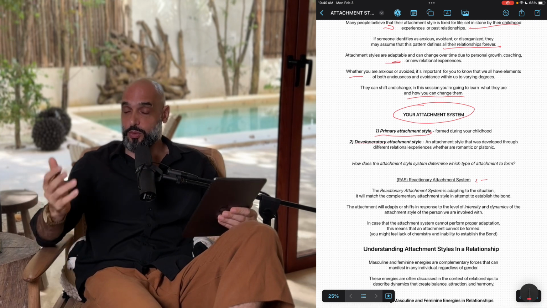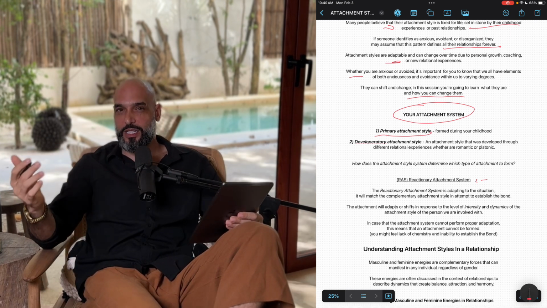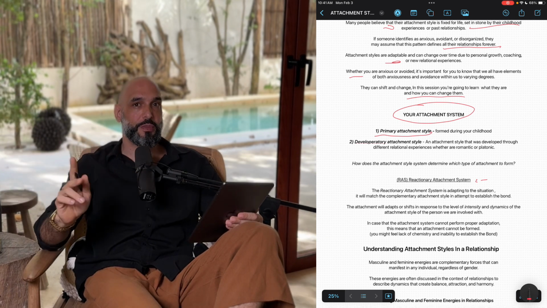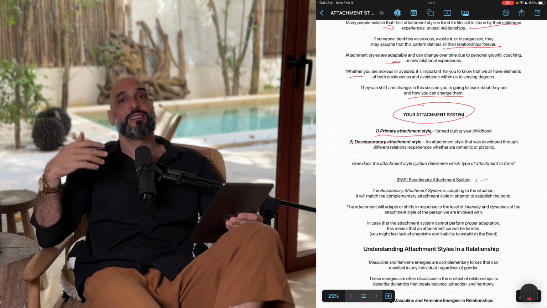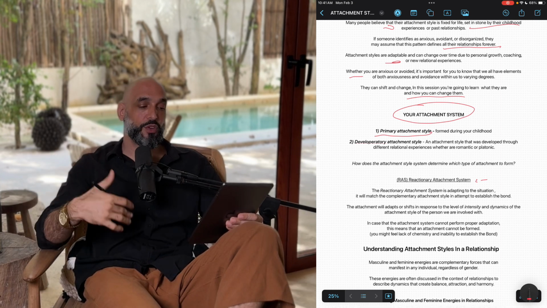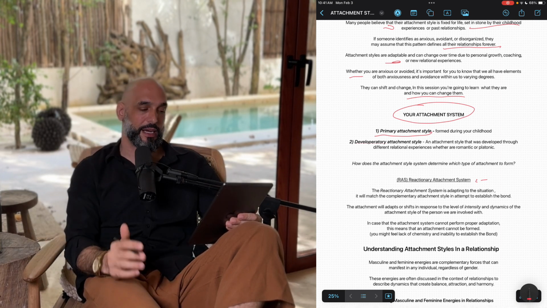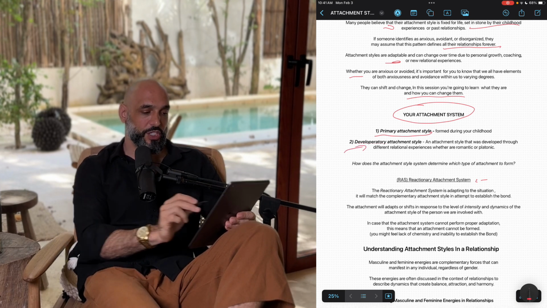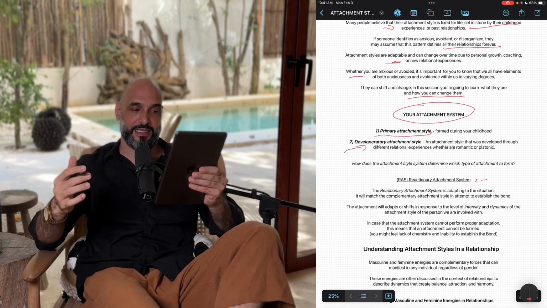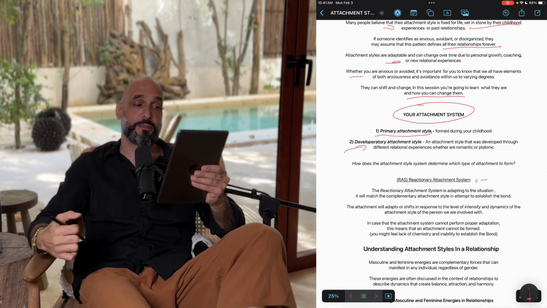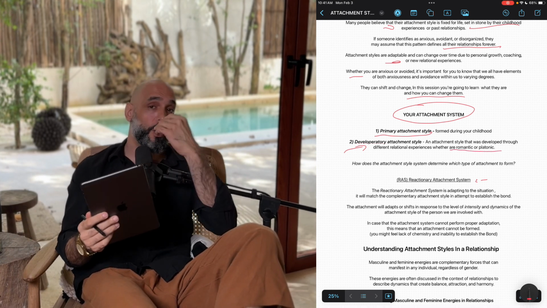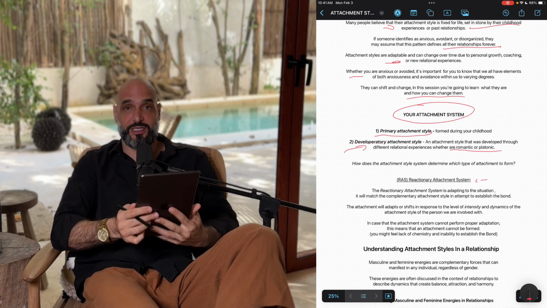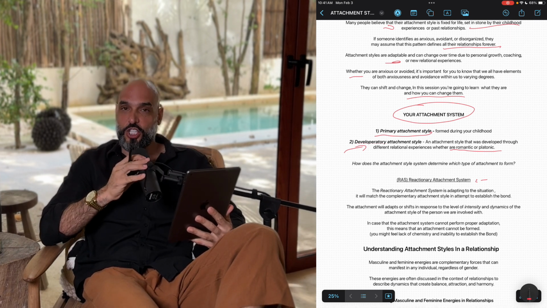And when you grew up in a dysfunctional relationship dynamic with your family, or you saw a dysfunctional relationship between your mom and dad, or maybe you grew up without a dad or without a mom, that sets in your mind and it created your primary attachment style. We have the second one, which is the developmental attachment style. This is an attachment style that was developed through different relational experiences, whether romantic or platonic, or just life realizations. You had a realization and it changed you.